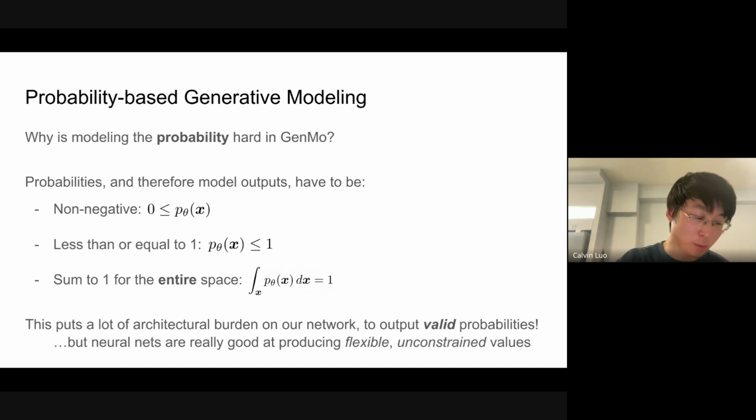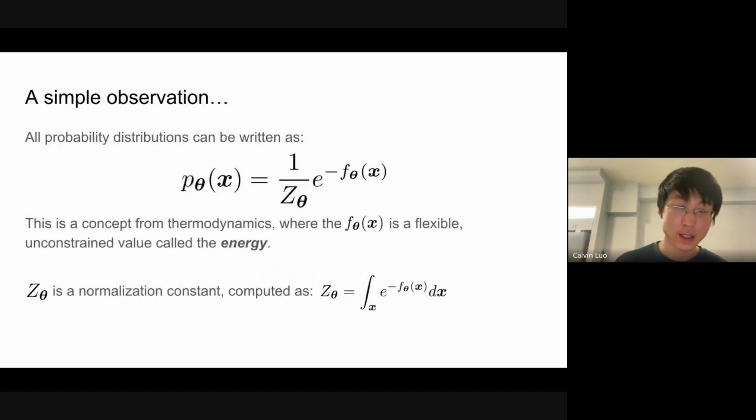But neural networks are really good at producing flexible, unconstrained values. They're not very happy when you clamp things. Neural networks naturally prefer to predict whatever they like: negative, positive, large, small values. And so a simple observation to try to bypass the direct modeling of probabilities is we try to rewrite probability distributions in the following way.